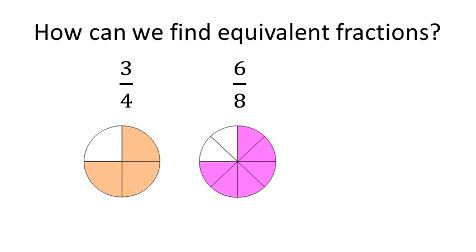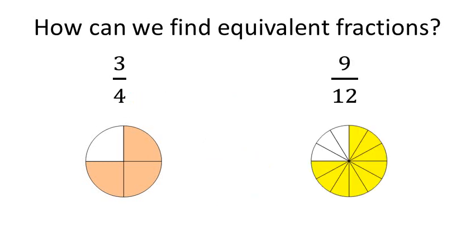So how can we find equivalent fractions? If you compare 3 over 4 and 6 over 8, they're the same in the diagram. You can see that the numerator 3 times 2 becomes 6, and the denominator 4 times 2 becomes 8. So you can multiply both the numerator and the denominator by 2 to get an equivalent fraction, 6 over 8.